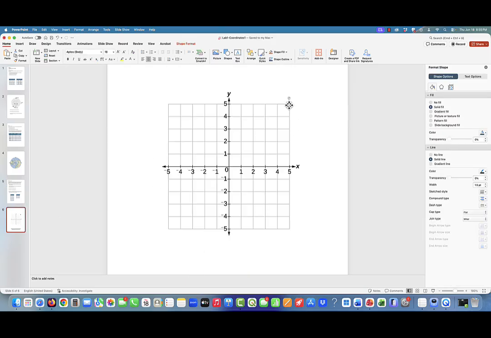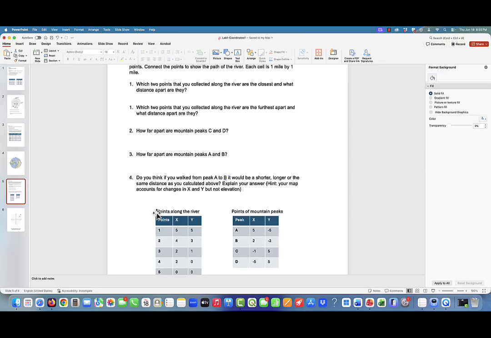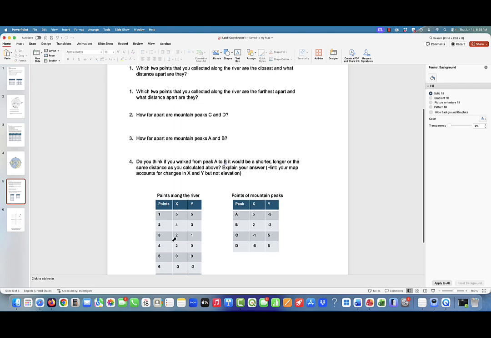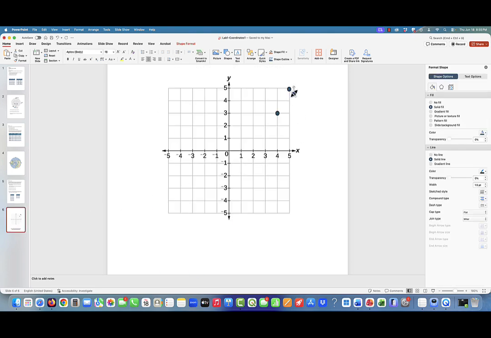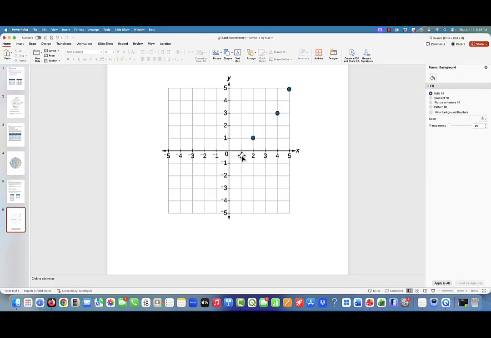So I'm going to copy and paste that point and put it 4 over in the x direction and 3 over in the y direction. And I'll put on one more point here at 2, 1. So there's going to be another point, 2 over in the x direction and 1 up in the y direction. These are points along the river, and of course a river is continuous between these points, but we're just capturing certain points while we're walking around the field.